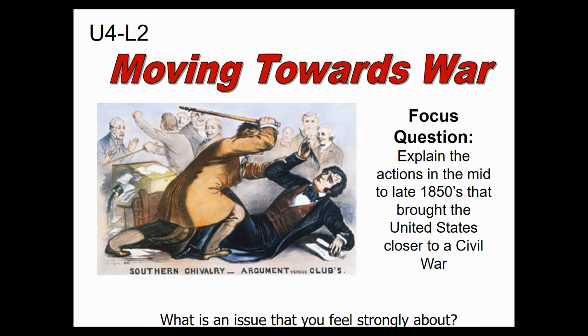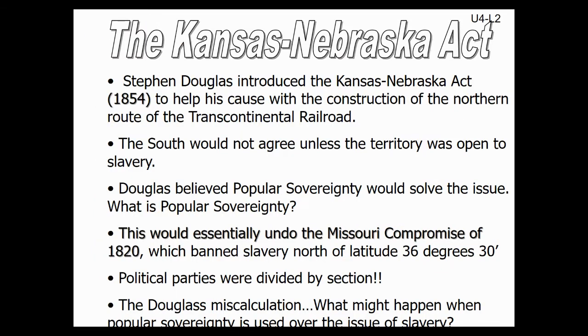We've gone through the Compromise of 1850, where California became a free state, and the other territories are going to use popular sovereignty. But we continue to move westward, this whole idea of manifest destiny. We're taking more and more land and moving further and further west. Now, Stephen Douglas is going to introduce a bill called the Kansas-Nebraska Act in 1854.